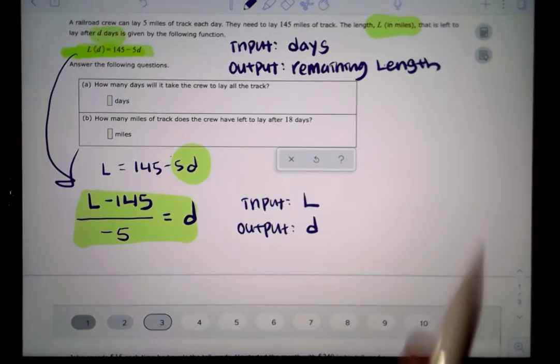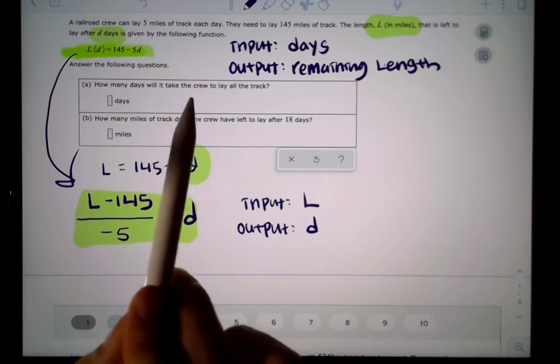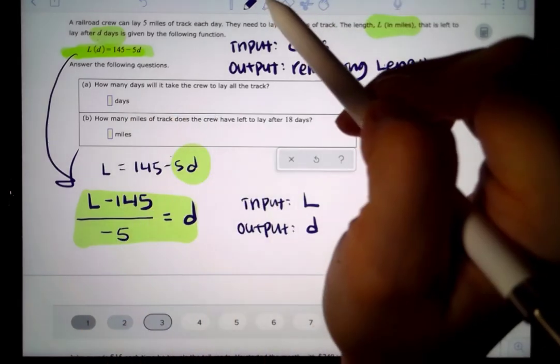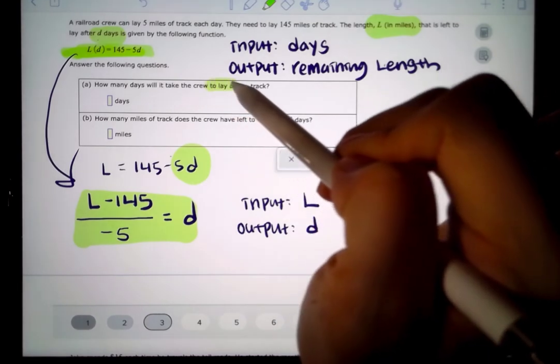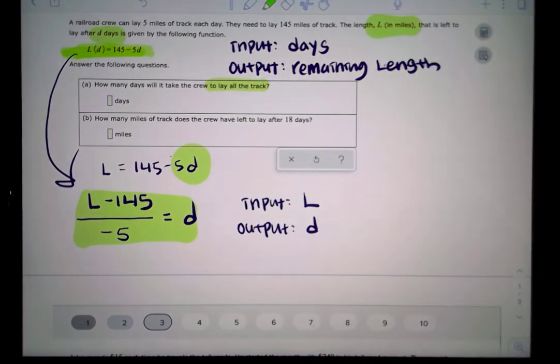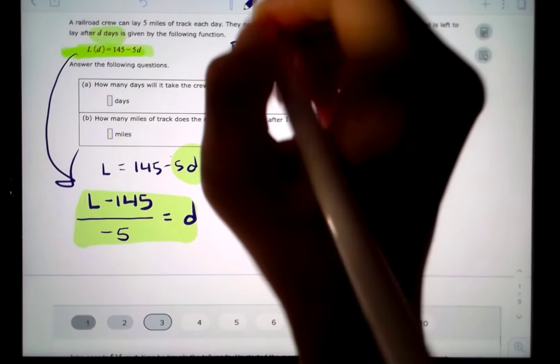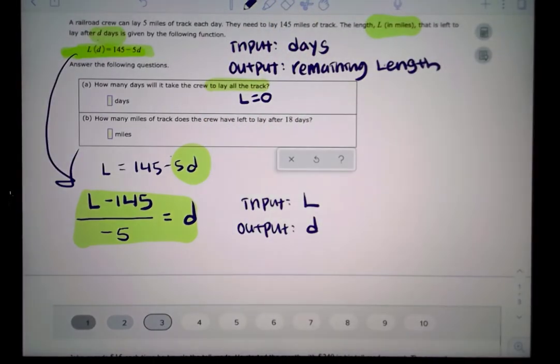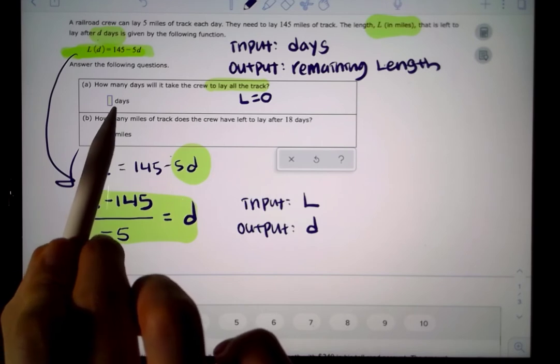And then let's look at this. How many days will it take the crew to lay all the track? Then guys, think about it. To lay all the track, do you have any leftover or not? The crew laid all the track already. Then there's nothing left, right? So it will be 0. So L equals 0.